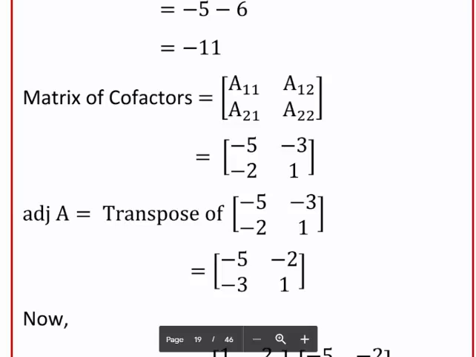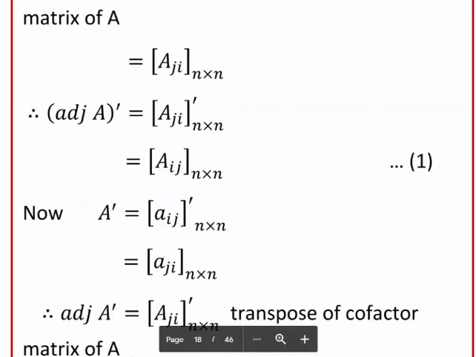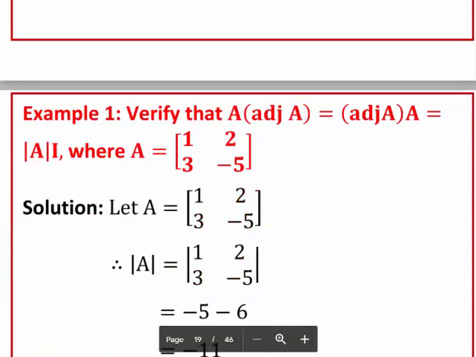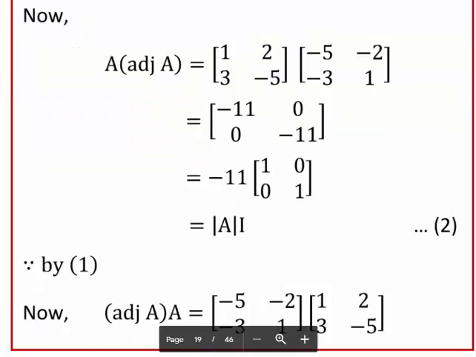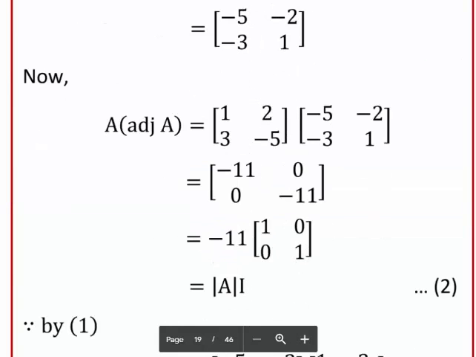And just take the transpose, we get the adjoint. Then we have to take the product because we have to verify. So we already calculated adjoint of A. We know the A. Just take the product and check whether that is exactly equal to determinant of A into I or not. And simplify this by considering the product. Do the matrix multiplication in the usual manner that we already did, the standard way.